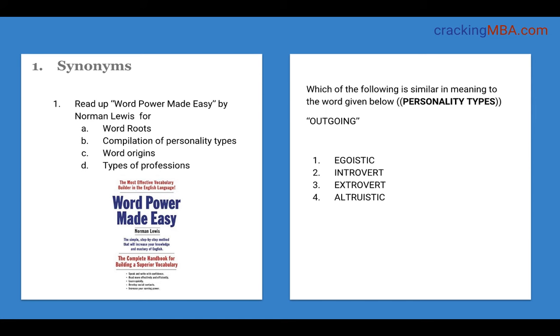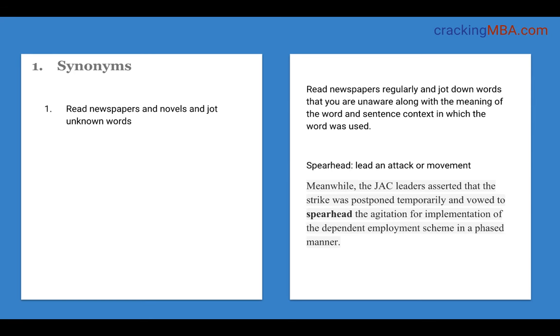Okay, so reading the Barron's word list gives you a rich vocabulary, but here it's more about grouping similar types of words which are related to personality types, right? That way this book helps you strengthen your vocabulary even further. Okay, next one is about reading newspapers and novels and jotting down unknown words. Having a regular reading habit is very, very important because that gives you familiarity with the vocabulary section.